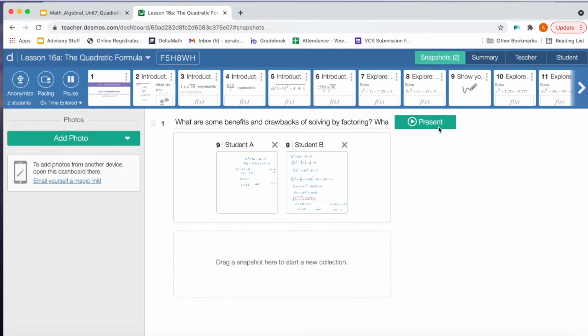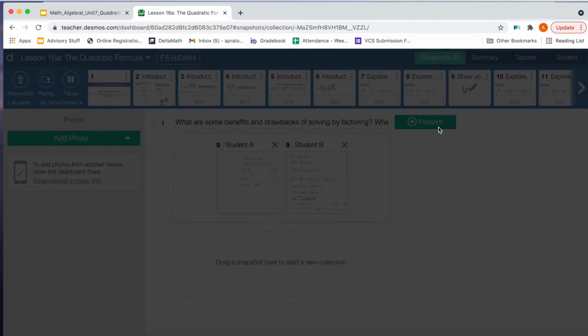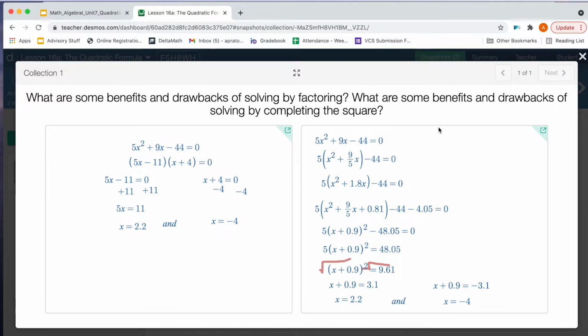So I would present this to the students, and I'll leave some space for us to have a conversation around this. What are some benefits and drawbacks of solving by factoring for this equation? What are some benefits and drawbacks of solving by completing the square? And you can give students some time to really think about this and talk about it. They might type into the chat, or you might actually, depending on your class, students might be willing to share out verbally.